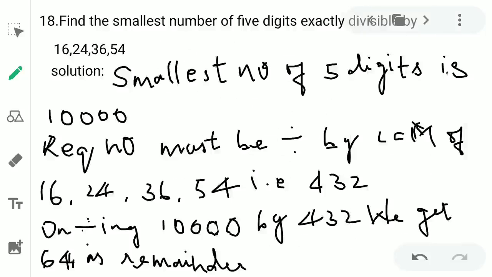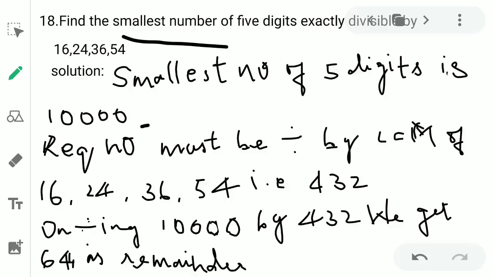Moving to the 18th question: find the smallest number of 5 digits exactly divisible by 16, 24, 36, 54. Here comes the solution. Here they asked for the smallest number of 5 digits, so I am taking 10,000 as the smallest 5-digit number.